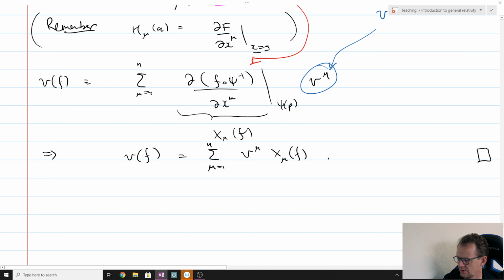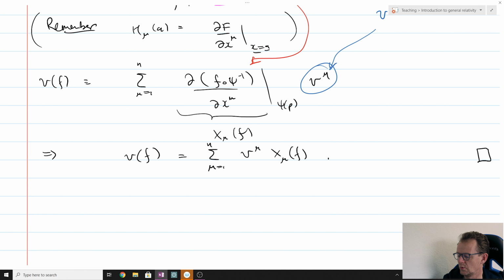So we've managed to show that any directional derivative operator, any v satisfying conditions 1 and 2 of the Leibniz property and linearity, when applied to a completely arbitrary scalar function on a manifold M, is really just a linear combination of these n coordinate vectors x mu, and the converse is obvious.